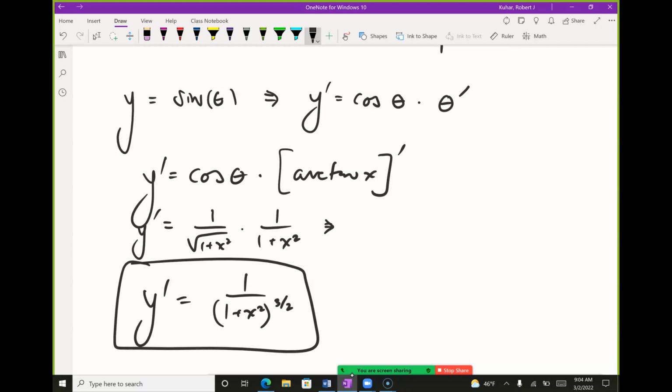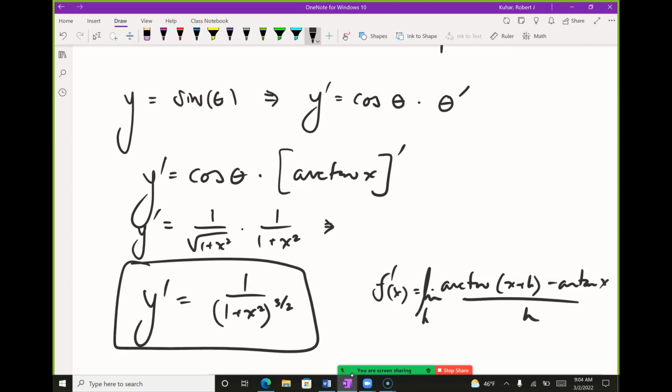So we're allowed to use the shortcut on the test, like, memory? Yes. Yes. I mean, this one is not easy to do. F prime of x equals the arctan of x plus h minus the arctan of x all over h. This limit is not easy.